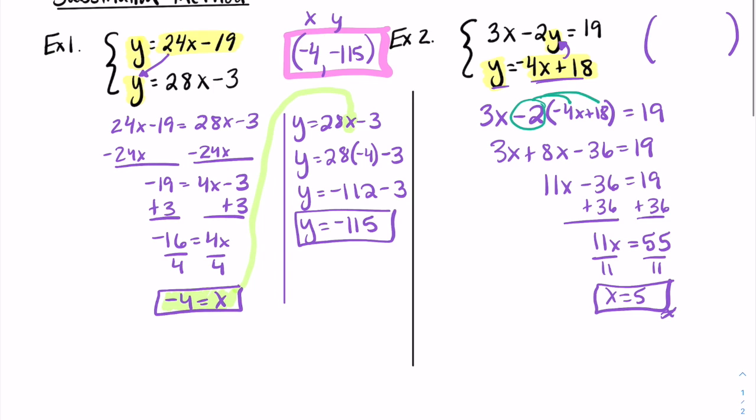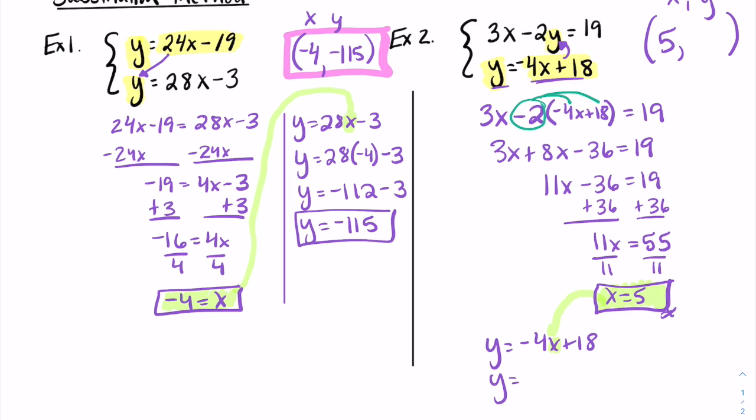Again, our solution is the point of intersection, and we would write that as an ordered pair. We know the x value is 5. We need to find the y value. We could use 3x minus 2y equals 19, or we could use y equals negative 4x plus 18. It's quicker, more efficient to use y equals negative 4x plus 18 in this case. Again, we know the value of x. We're going to plug that in for x so that we can now find y.